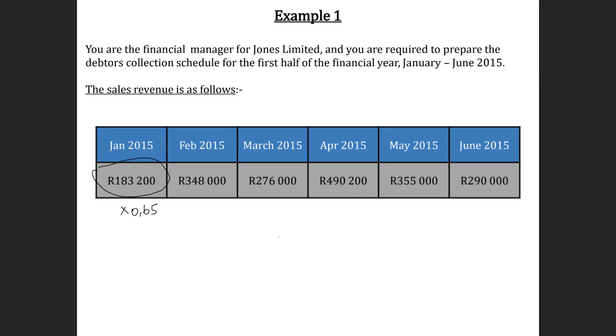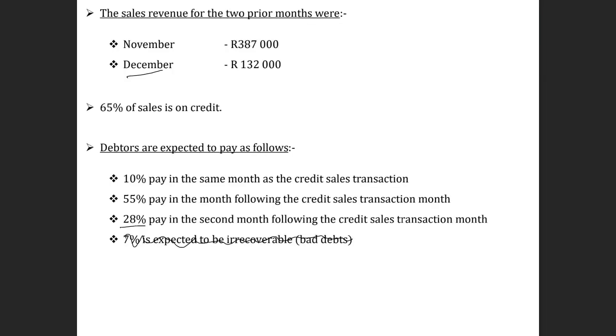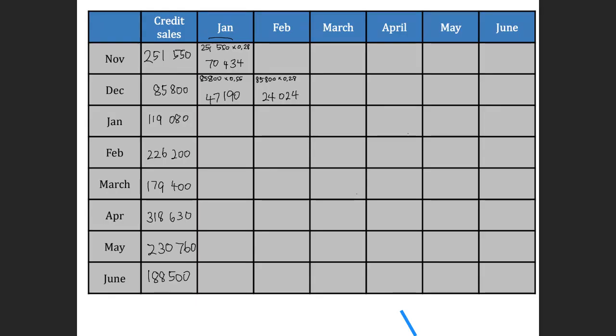So this figure, we worked out the credit sales portion, and if the sale took place in Jan, then 10% would be received in Jan itself. The 55% would be in Feb, and the 28% would be the next month, which would be March. So 10% in Jan, 55% in Feb, and 28% in March. So you're literally then going to work those out. So 119,080 times your 10% in the month of Jan, that gave you 11.